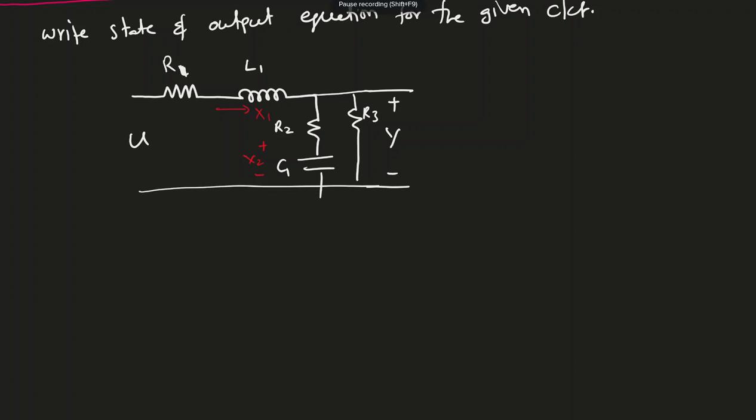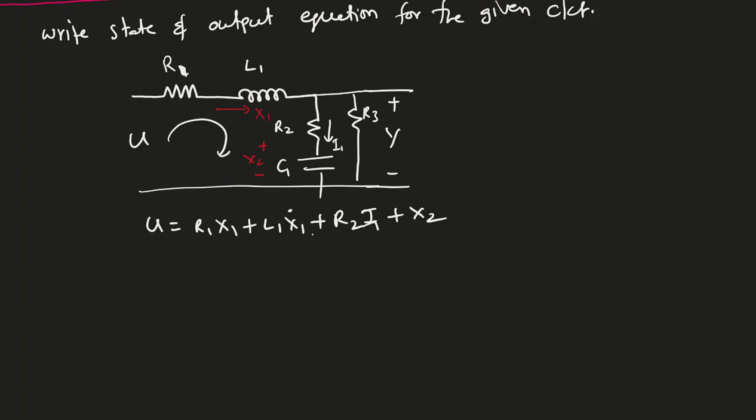So now we need to write the state equation and output equation. So here is my first KVL equation. If I apply KVL there, u equals R1 x1 plus L1 x1 dot plus R2. I don't know what is the current passing through this. So for the time being, I'm going to say the current passing through this is I1. R2 times I1 plus x2.